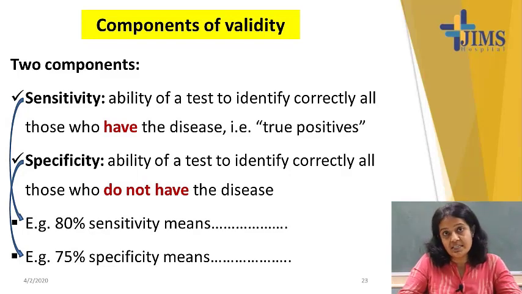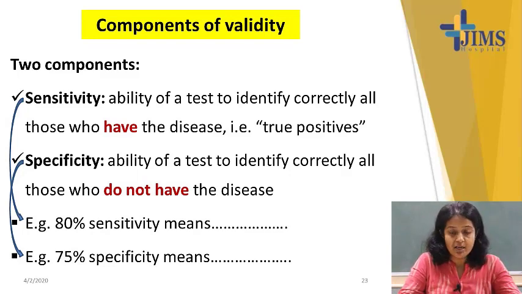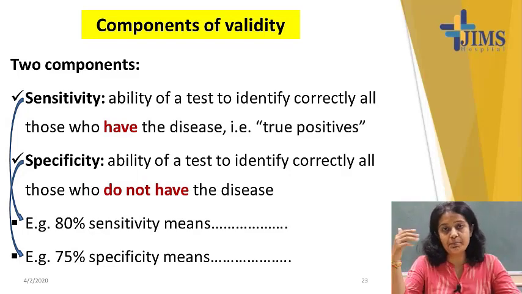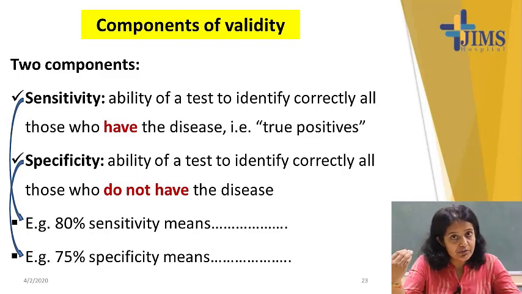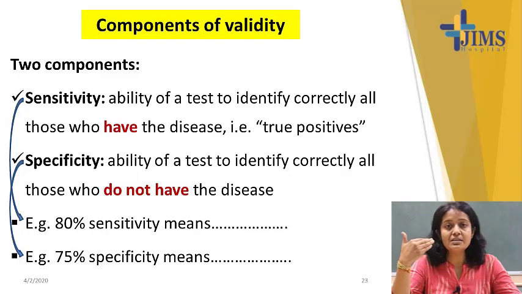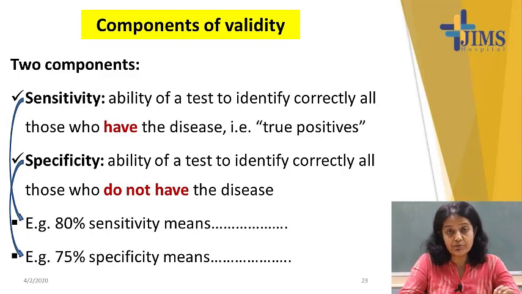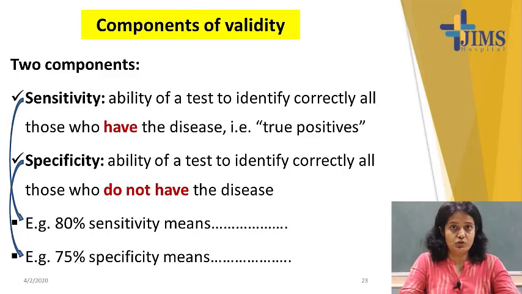Similarly, another thing, that is the specificity. Specificity means the true negatives. It is the ability of a test to identify correctly all those who do not have the disease. Here we can take the example of 75% specificity. If a test has 75% specificity, we can say that the test can identify 75% true negatives, who are truly negative, do not have the disease, and the rest 25%, who are they? They are false negative. They are falsely negative. That means they may be truly positive.